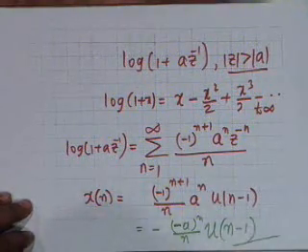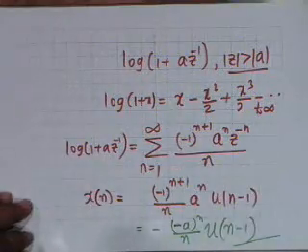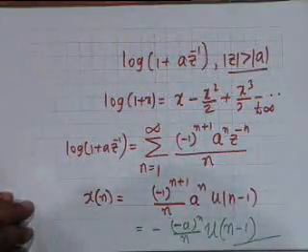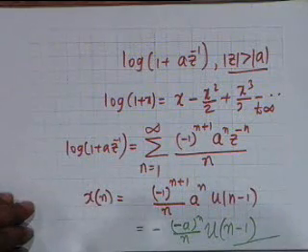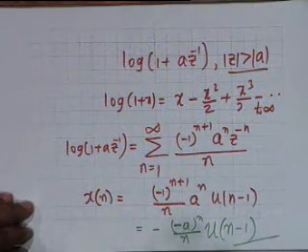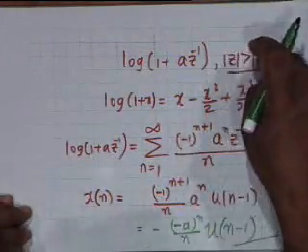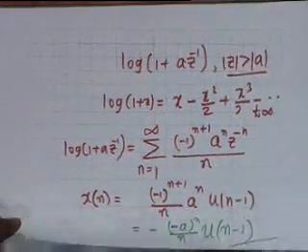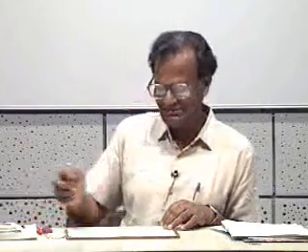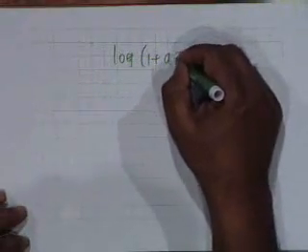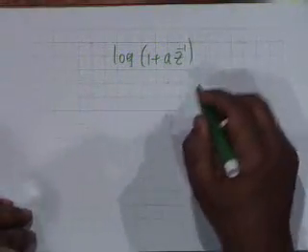Alright, can you get from log of 1 plus a z inverse an inverse, a sequence, when mod z is less than mod a? No. Yes, we can, but we can't apply the formula. You can't apply the formula, but you can take it common. You can do something so that you can apply the formula.